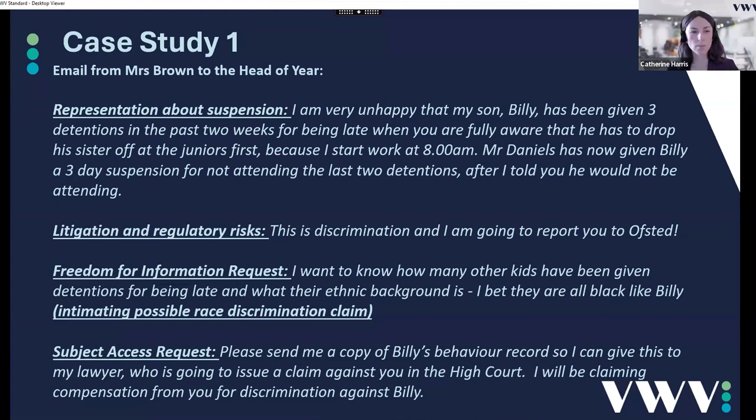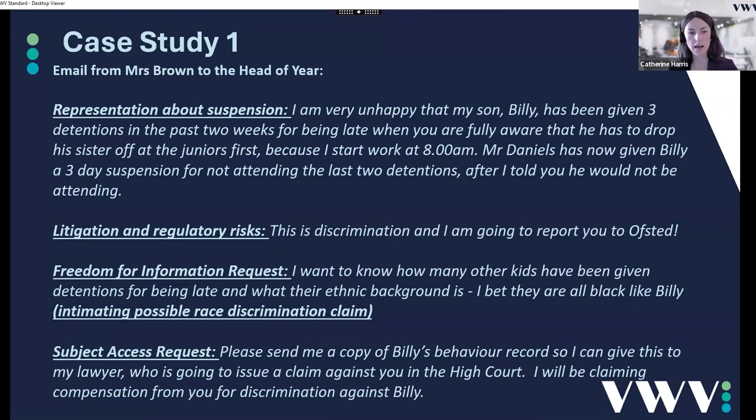You'll see that the parent also made a freedom of information request because she wants to know how many other kids have been given detentions for being late and what their ethnic background is. And that's a freedom of information request because it's a request for recorded information that is not a SAR, because Mrs. Brown is not asking for the personal data of themselves or their child. And then she also makes a subject access request because she asks for a copy of Billy's behaviour record.